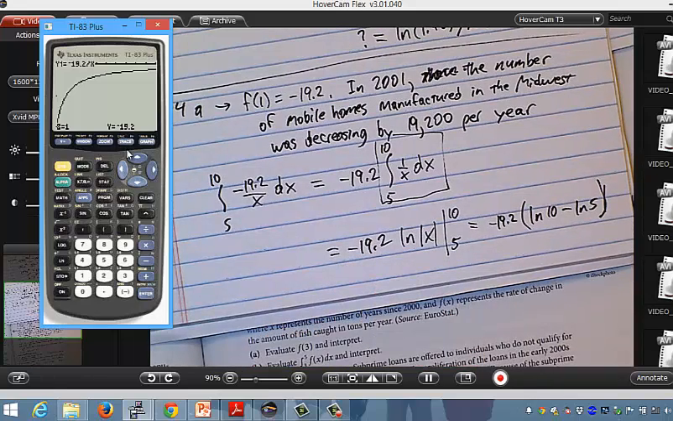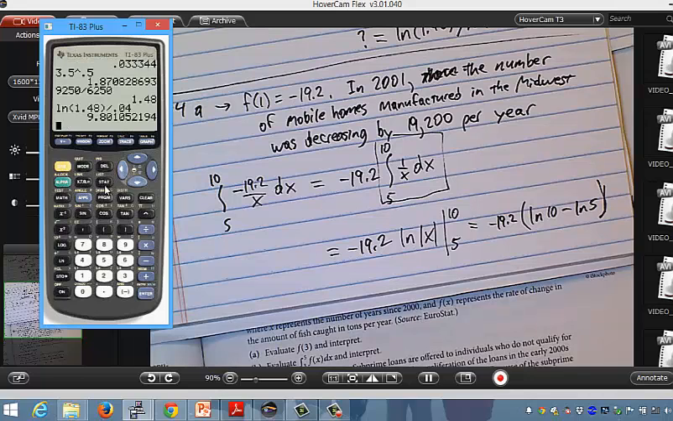So let me go ahead and try to type that in and then interpret. So let's see. I have negative 19.2 times, open parentheses, natural log of 10 minus, oh wait, make sure I close parentheses here.